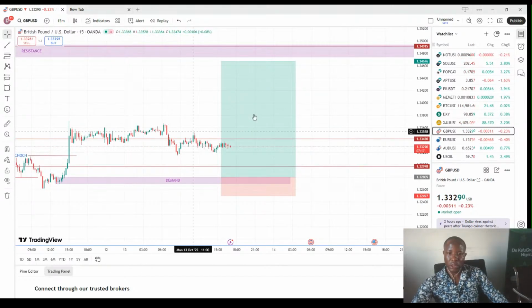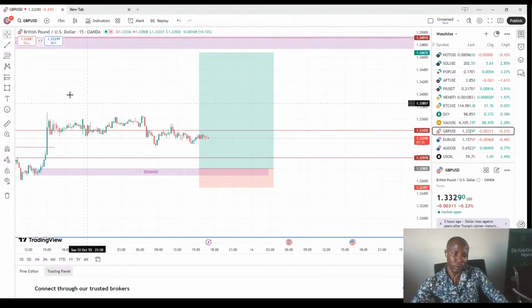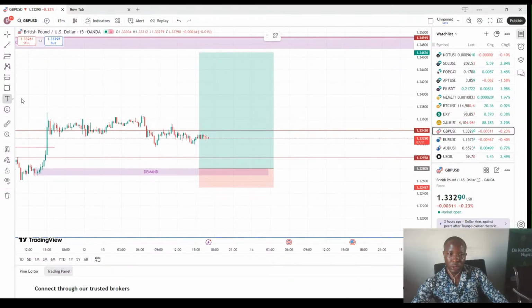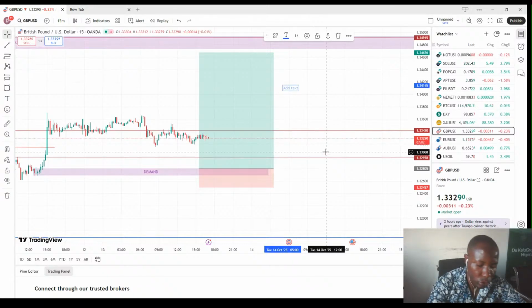So, guys, what do you think on this setup? Let me write out the coordinates. Buy setup on GU. Buy setup on GBP USD.